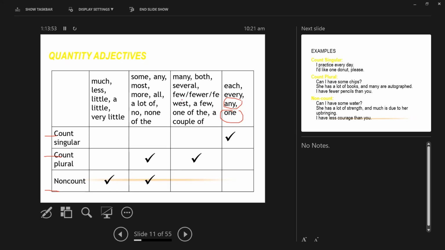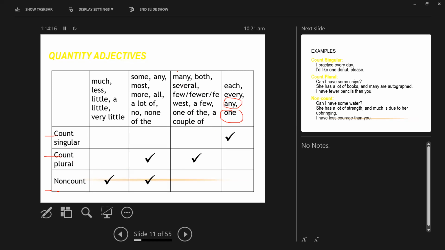How often do you work out at the gym? I work out at the gym every day in a week. So there's a specific count of days in a week. 7, right? Kaya siya tinawag na count singular. You got it?